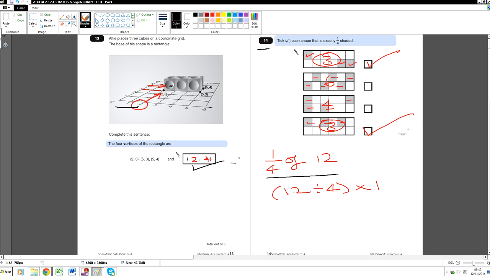Well, a quarter of 12 is really 12 divided by the bottom number and times by the top to work out any fractional amount of. So 12 divided by 4, we said was 3. 3 times by 1 is 3. So we are looking for shapes here that have got 3 squares shaded. So the first one had 3, that's good. The second one has 6, that's no good. The next one had 4 shaded, that was no good. And the last one had 3, that was good.